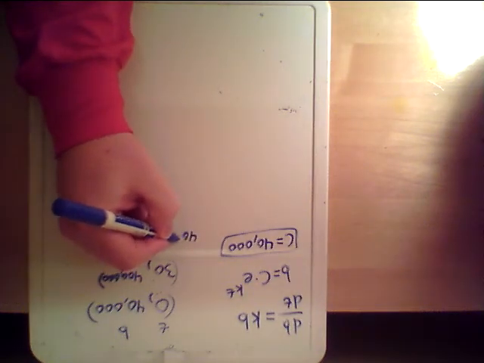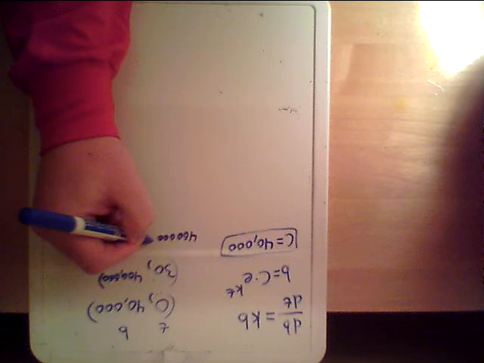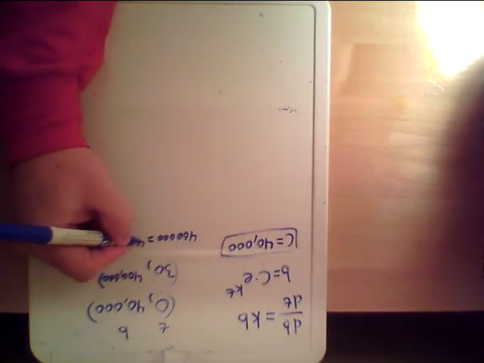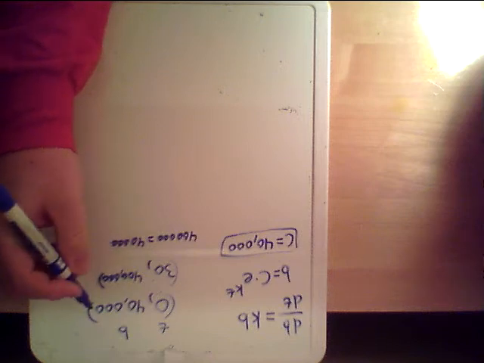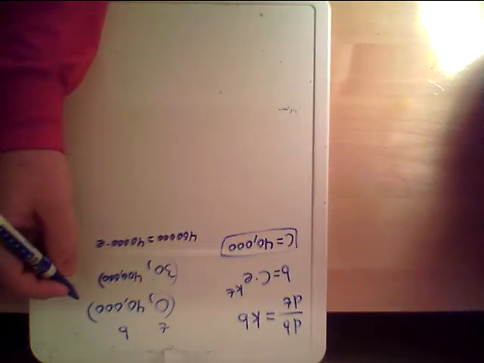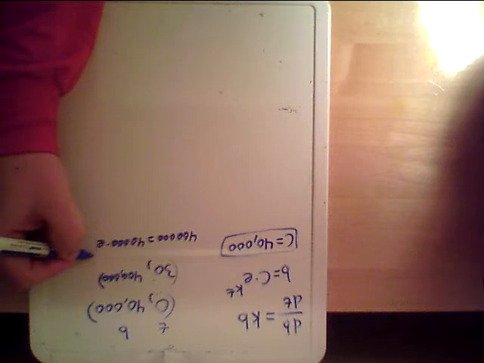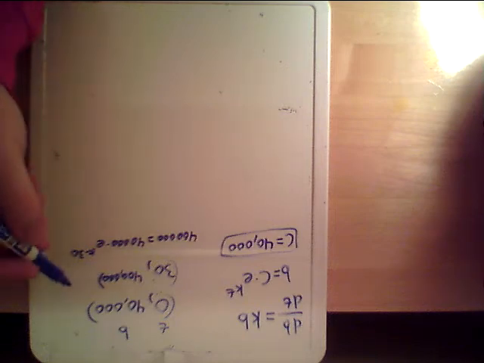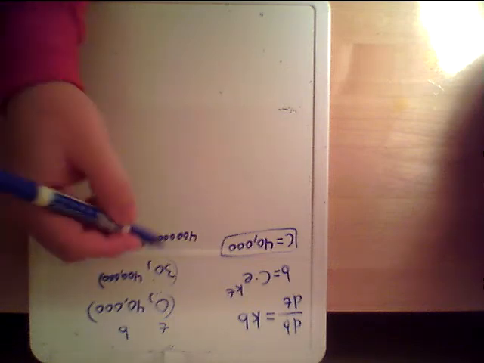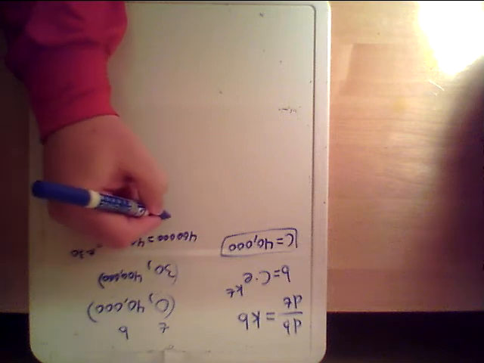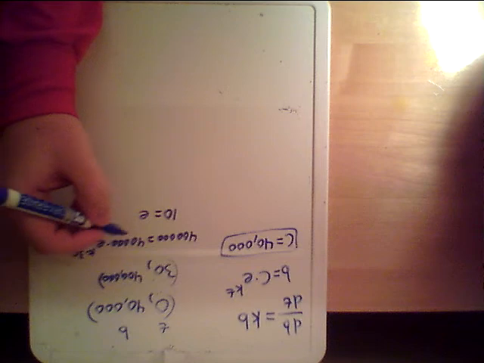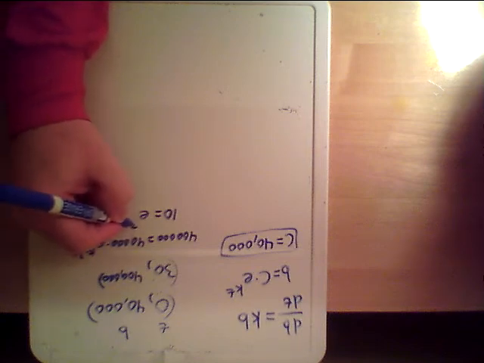So 400,000 equals C, which is 40,000, times e to the K times 30. So 30 minutes later, this thing's growing like crazy. Okay, so we can divide both sides by 40,000. 400,000 divided by 40,000 is just 10, so that makes things a little more simple. 10 equals e to the 30K.